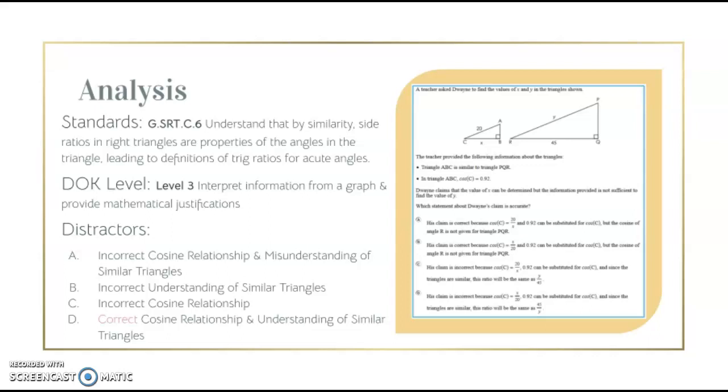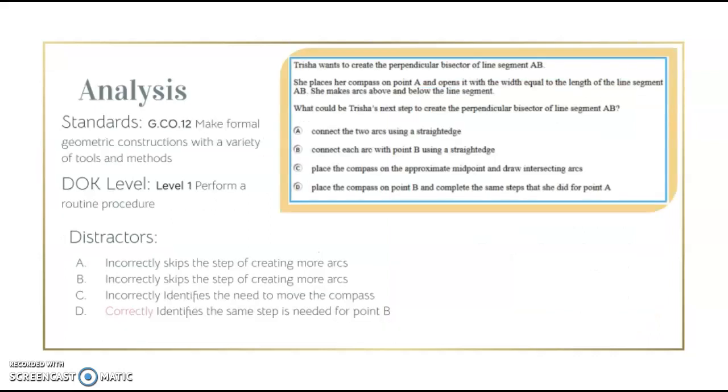So here we have the standard, and then we have the depth of knowledge. This is a level 3. We're working with a scale of 1 to 4, so this is a higher level, because you're able to interpret information from a graph and provide mathematical justifications. Some of the distractors here are different pairings of an incorrect cosine relationship as well as a misunderstanding of similar triangles. The correct answer here is D, correct cosine relationship and understanding of similar triangles.